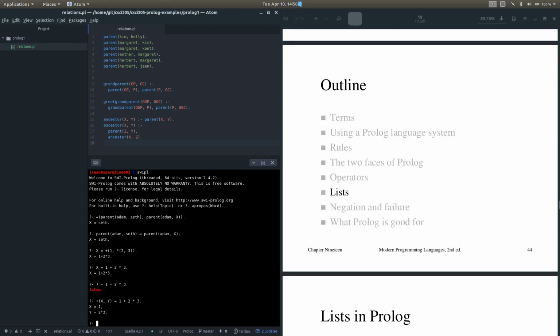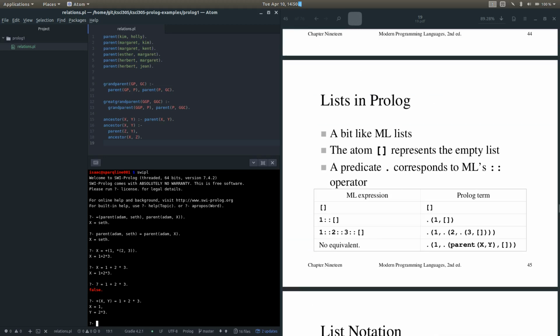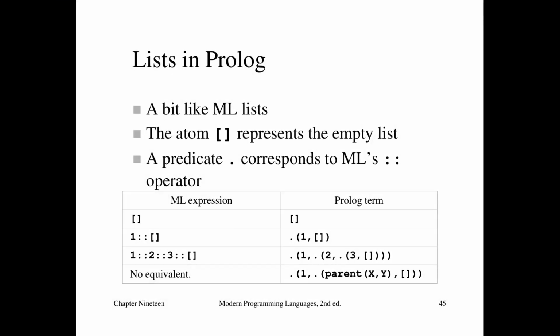The next part of this is talking about lists. Lists in Prolog are very similar to ML lists. The empty square brackets represent the empty list. We also have the predicate dot, which corresponds to ML's double colon cons operator. So an ML expression with the empty square brackets is equivalent to the Prolog term empty square brackets. One double colon with the empty square brackets is the same as the Prolog term dot, followed in parentheses by 1 comma square brackets.